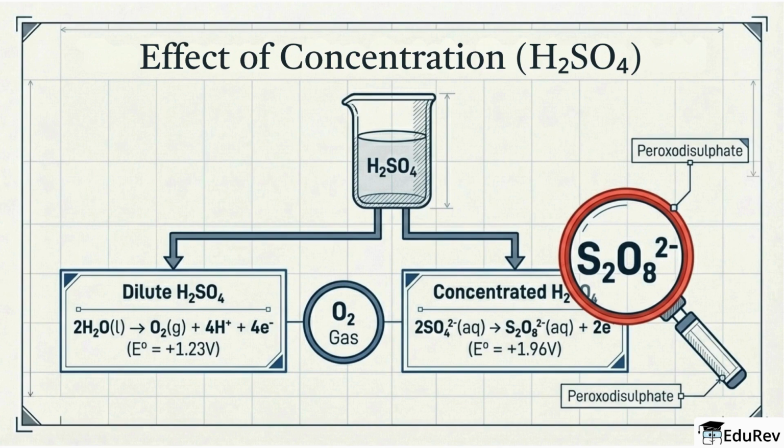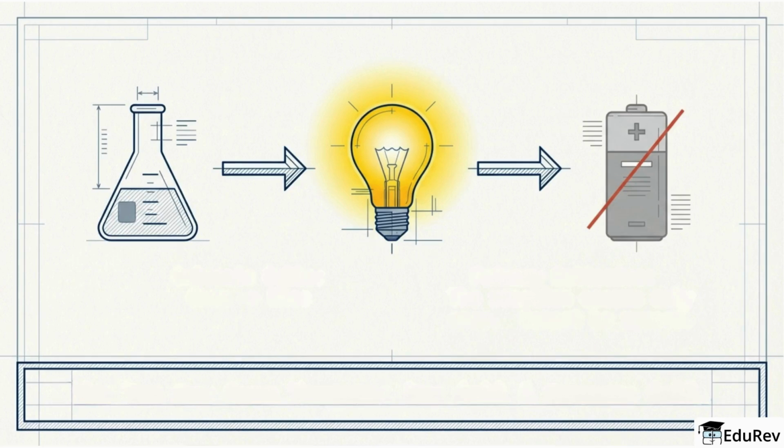In concentrated sulfuric acid, the oxidation product changes to peroxodisulfate, S2O8 2-. That shift is important because it shows that product formation depends not just on the electrolyte but on its concentration as well. A galvanic cell works in the reverse direction of electrolysis. Chemical energy is converted into electrical energy.